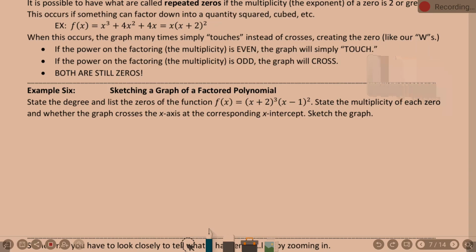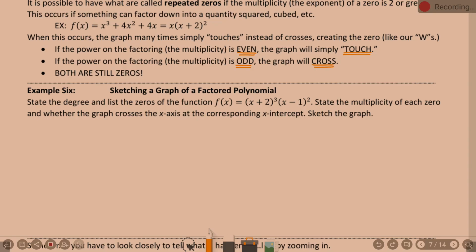Now, the key is, if the factor has a multiplicity that is even, so if it has an even power, the graph is going to touch. So that's kind of like the bottom of a parabola. It's going to touch and go back up. If the power on the multiplicity is odd, then the graph will cross through the x-axis like normal. Now, I will say the higher the power, the more the graph flattens out, and I'll try and express that a little bit. Either way, anytime your graph touches that x-axis in any way, shape, or form, touches or crosses through, it is still a zero. It is still a solution.